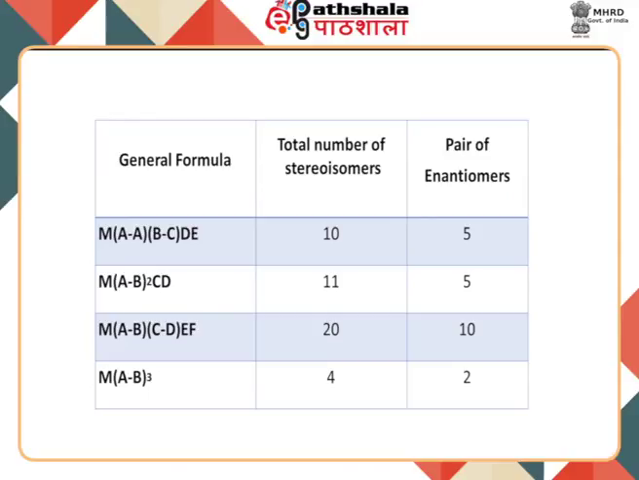The number of stereoisomers possible for the given complex with bidentate ligands can be calculated using Bailar's method. By this method, the possible number of stereoisomers is calculated for different cases and tabulated here.